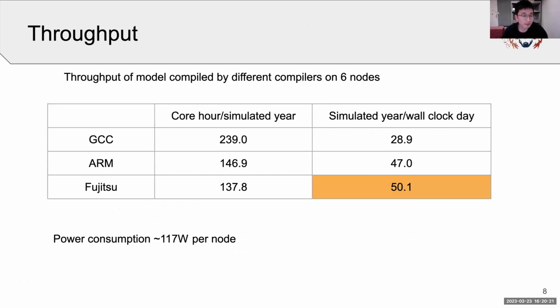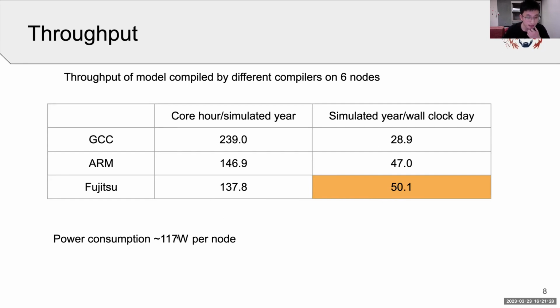One metric of throughput that concerns researchers is how much time it will cost to finish the simulations. For example, simulated years per wall clock day is a very important metric to tell us how long the experiments will take. We calculate this throughput based on the performance on 6 nodes. For the fastest one on Ookami, the Fujitsu version of MOM6 can usually run around 50 simulated years per wall clock day, which could satisfy our normal research needs for computational resources.